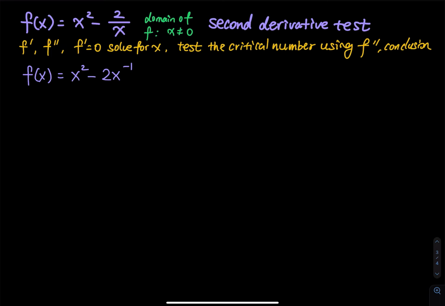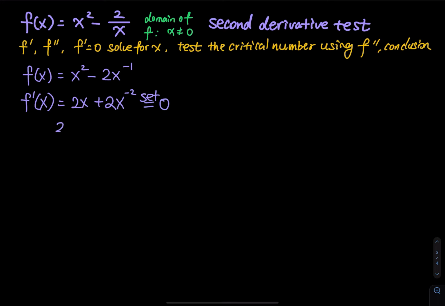So the function is x squared minus 2 times x to the negative 1 power, and then the first derivative is equal to 2x. Bring the negative 1 down, you have a positive 2, and then negative 1 minus 1 is equal to negative 2. And then you set the first derivative equal to 0, and solve for x.